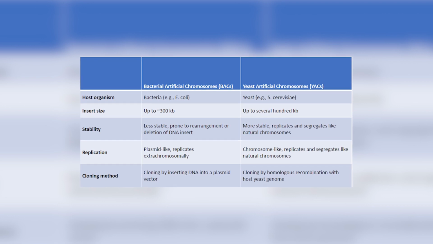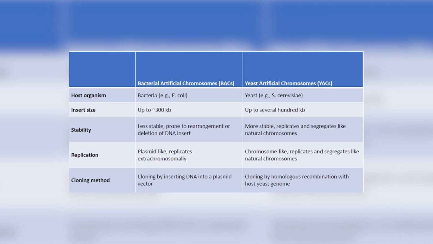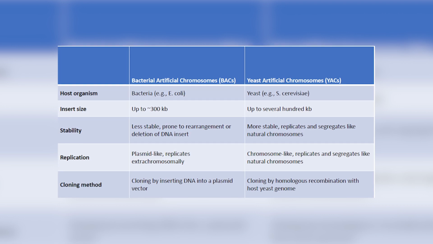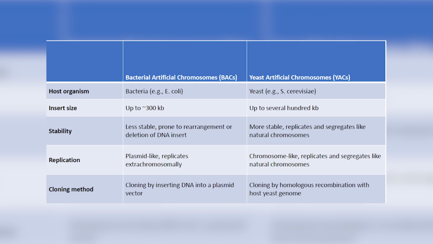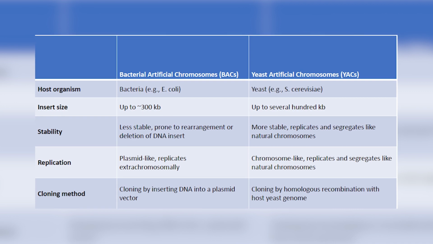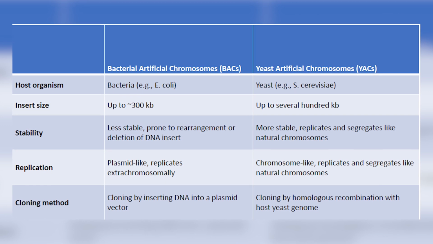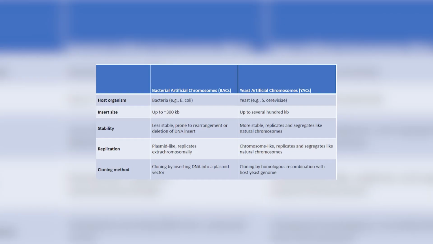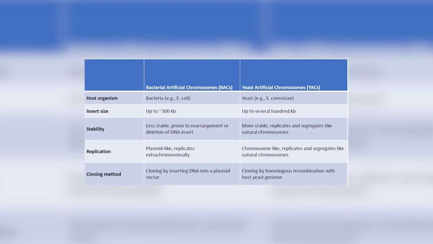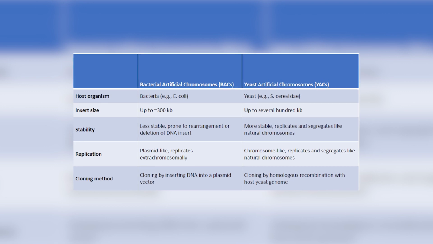That is why we purposely made engineered versions of this chromosome. First is the bacterial artificial chromosome and the second is the yeast artificial chromosome, and you can clearly see the difference in the host cell. One is propagated in bacteria and the other in yeast, and obviously with yeast you can study the eukaryotic genome, and the insert size changes.